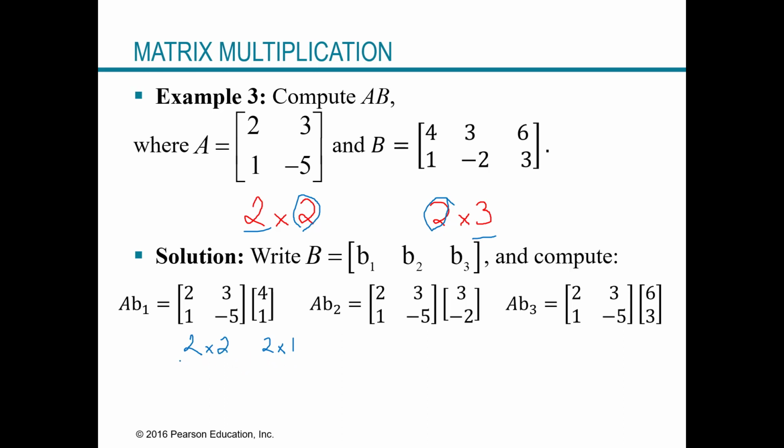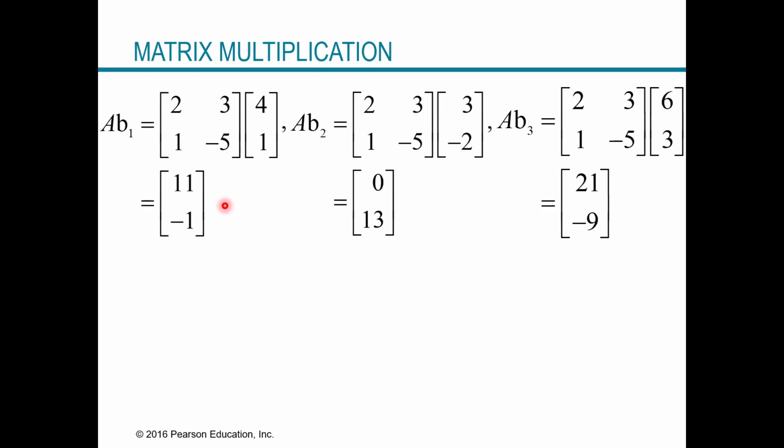And so what I'm trying to let you know is that each of these, when we multiply A times B1 and so on, it's going to give us a 2 by 1, which is just going to be each column of our answer matrix. So by breaking this down, A times B1 is going to give us one of the columns of our matrix AB. All right, so let's take a look at each of these products.